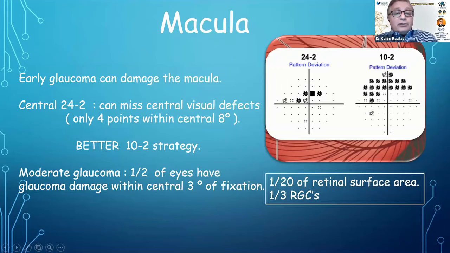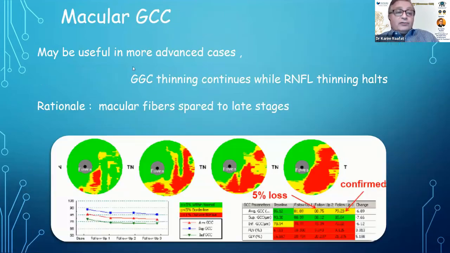And even in the advanced cases, because these macular fibers are spared to late stages, ganglion cell thinning can be monitored and observed even when the retinal nerve fiber layer reaches its floor, as we said before. In the advanced cases, when the retinal nerve fiber layer stops being of value, the ganglion cells of the macula can still have some value to detect this progression.